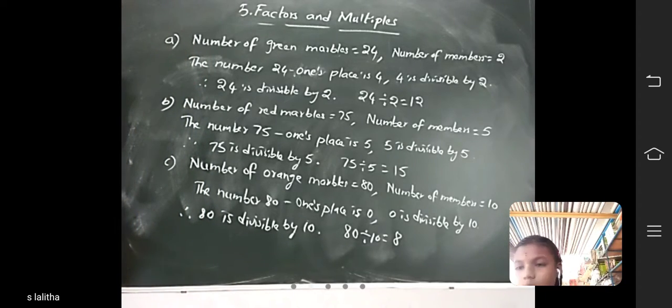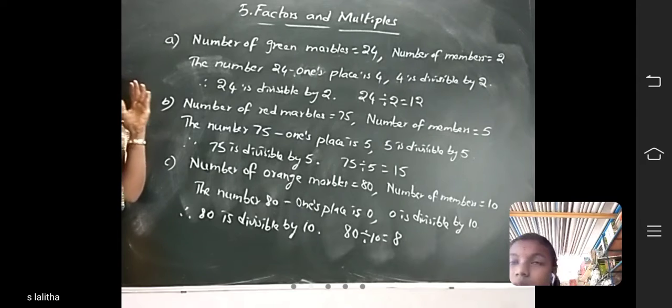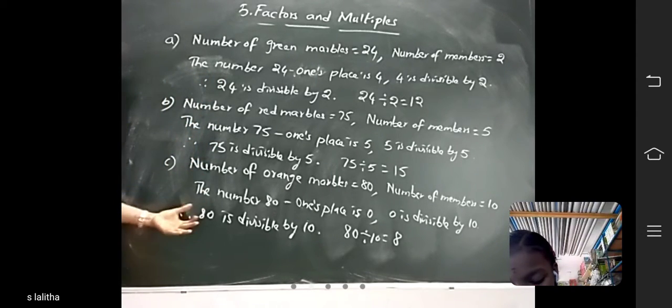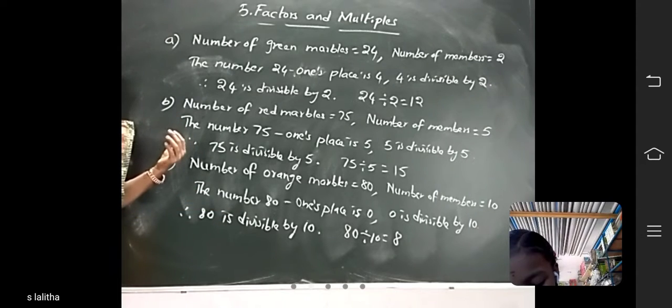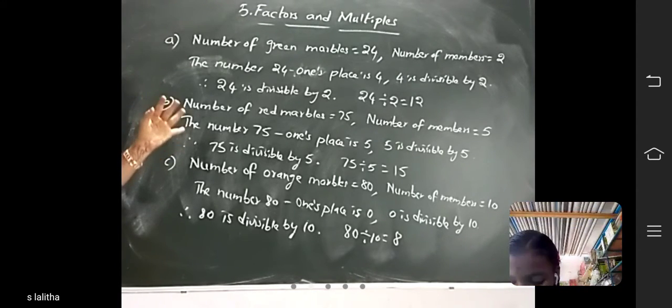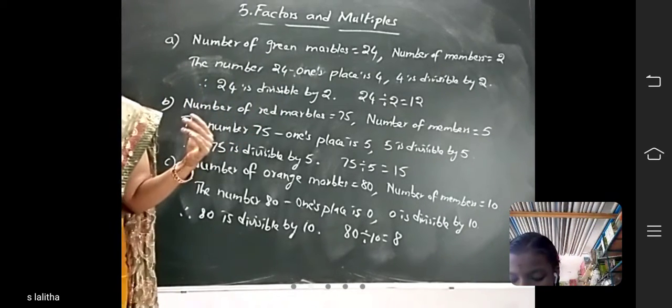80 divided by 10 is equal to, what is the answer? 8. Did you understand? So what are the divisibility rules we learned? Test of divisibility by 2, 5 and 10. What is the test of divisibility by 2, children? The numbers having the last digit as 0, 2, 4, 6, 8, or even numbers, are divisible by 2.